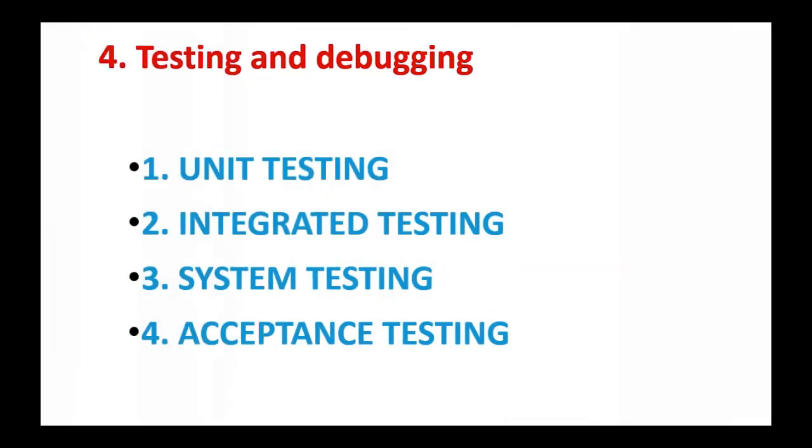Next step is testing and debugging. After we have written the code, there are likely to be some mistakes and errors. So we have to correct these errors. Correcting errors in code is called debugging. Here it should be done under these steps.